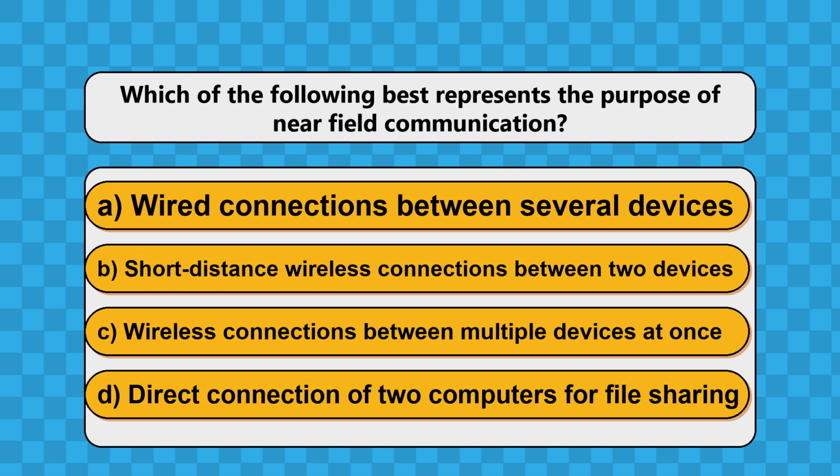Question 73. Which of the following best represents the purpose of near-field communication? Option A. Wired connections between several devices. Option B. Short-distance wireless connections between two devices.